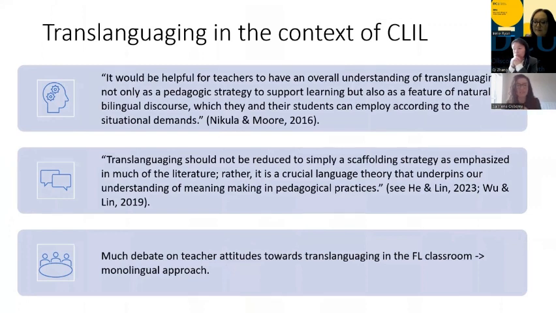The second one: translanguaging should not be reduced to simply a scaffolding strategy, as emphasized in much of the literature. Rather, it is a crucial language theory that underpins our understanding of meaning-making and pedagogical practices. So these keywords of meaning-making and process really come to the fore.